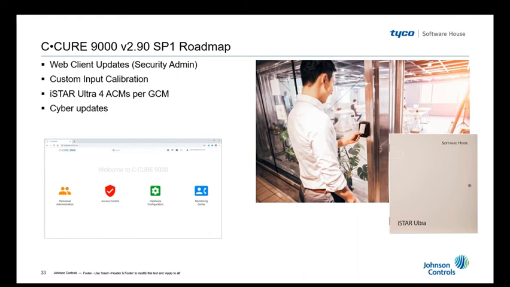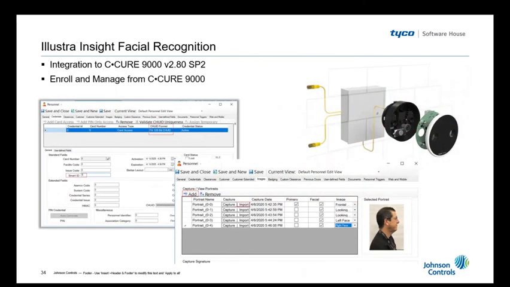And then the iStar Ultra for ACMs per GCM. That hardware update allows us to have 32 hardwired readers added. Currently today you can have 16 hardwired, and then the rest can either be IP ACMs or wireless. So now you'll have up to 32. This also gives you more I/O. So those are some of the big updates for the early service packs of 2.9.